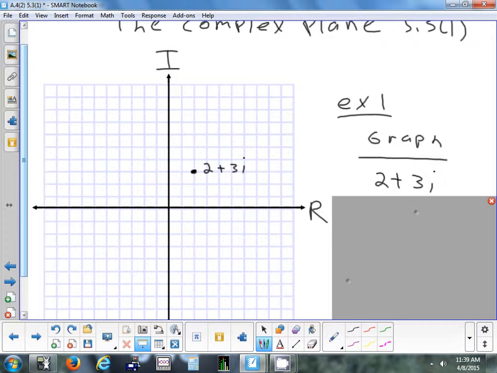Just make sure you don't mix up which axis is real and which axis is imaginary. On the test, they'll be labeled just like that, R and I. So it's going to be labeled for you, so you shouldn't mix it up. Any question on that?